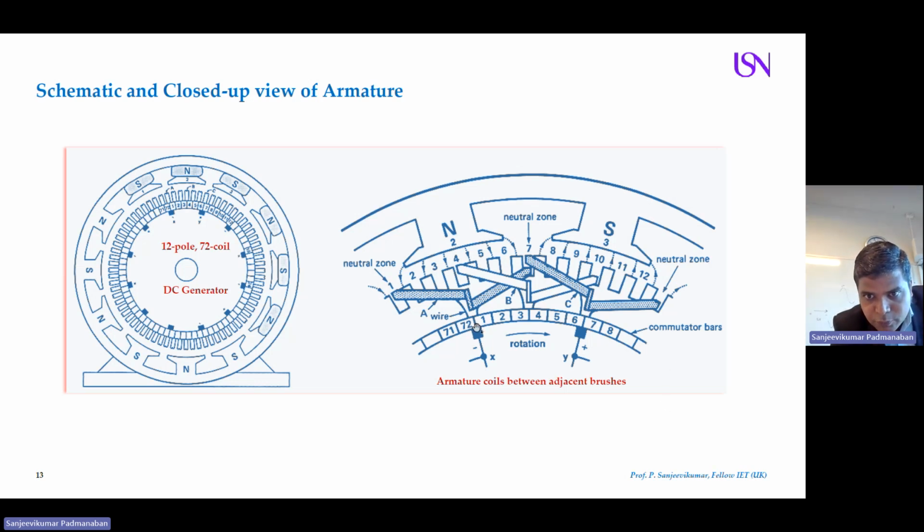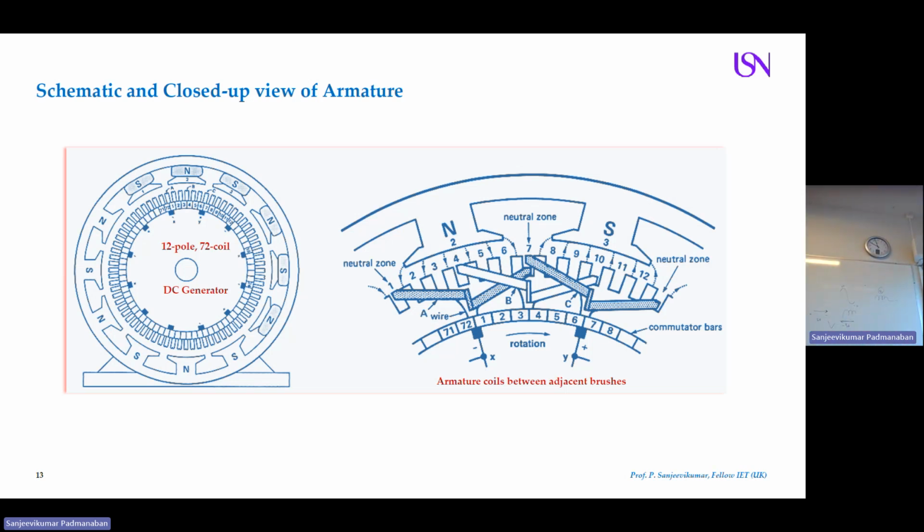How do you get the output? Two brushes, X and Y. The X brush is exactly between coils 72 and 1, and the Y brush is between coils 6 and 7. You take the terminal. So this is going to be plus, and this is going to be negative. Look here. This is your neutral axis, and it is so because here you have 12 poles.